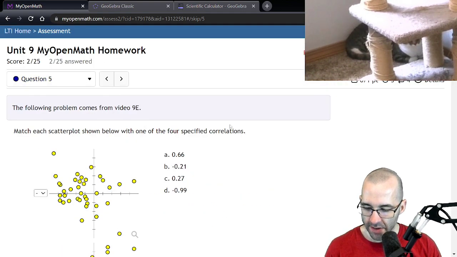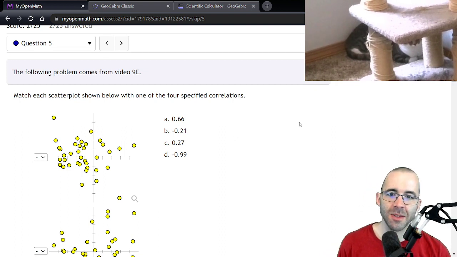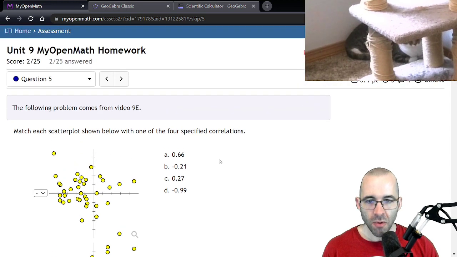Number 5. Match each scatter plot below with one of the 4 specified correlations. I love these problems. So what do we think about this one? Before we even look at the numbers, what do we think about this one? It looks barely correlated at all. But if anything, I don't know, maybe there's a negative correlation. I don't know. It's pretty garbage.